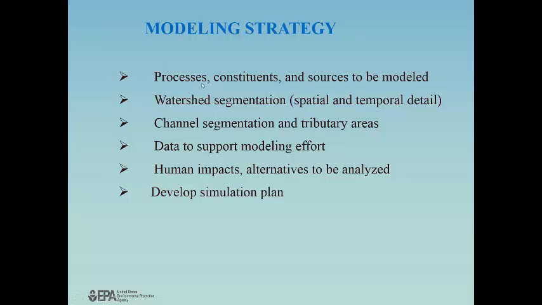The modeling strategy involves identifying the processes, constituents, and sources to be modeled on the watershed. What are the key things that are ongoing on the watershed? What do you need to understand? What particular constituents, whether it's DO that's affecting fish populations, habitat considerations, or nutrients that maybe affect the algae and water quality conditions that may require a TMDL, and what the sources are, to understand those as you're putting the model together. Performing both the watershed and channel segmentation to make sure that we provide information at the proper spatial resolution and the temporal time step of concern, and that impacts these constituents.